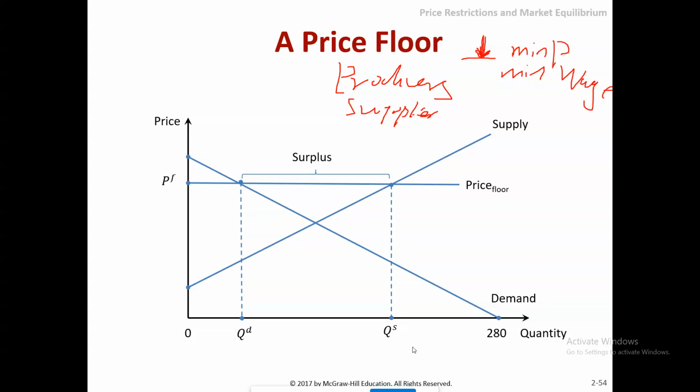What's the problem with a surplus? Who buys this surplus? Those agricultural products are perishable, right? You cannot just store them forever. Generally speaking, government uses tax money to buy those surplus products, and how much they're paying is the surplus multiplied by the price floor, this big rectangle area. This is the cost of purchasing excess supply.